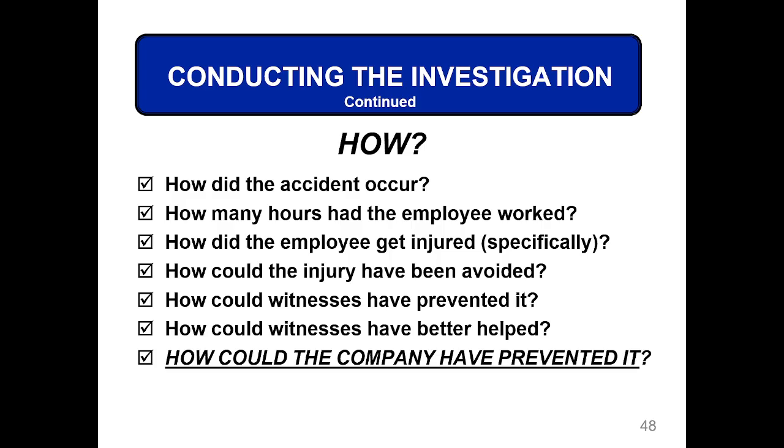How did the employee get injured? How could the injury have been avoided? How could witnesses have prevented it? How could witnesses have better helped? How could the company have prevented it? So these are now the 5 W's and an H of root cause analysis. Very important for you to know.